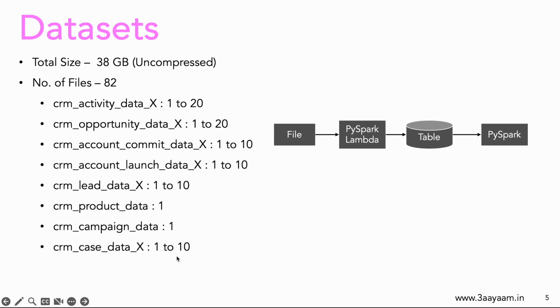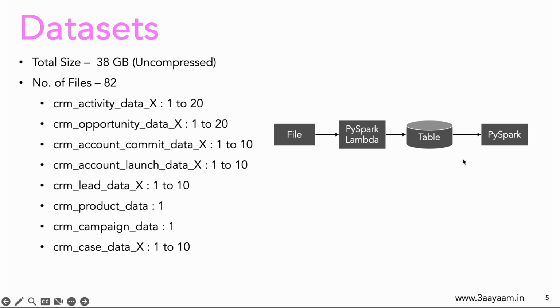Now, this is what you can do to load the individual tables. Whether you want to use a Lakehouse architecture or you want to load the data in a table in a database, that is up to you. But you can load it from the file using PySpark, or you can load the files to S3 and then use Lambda to load the content of the file to a database table.